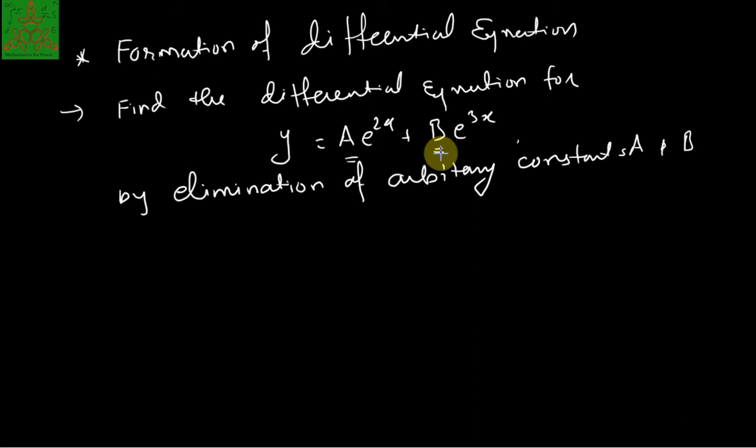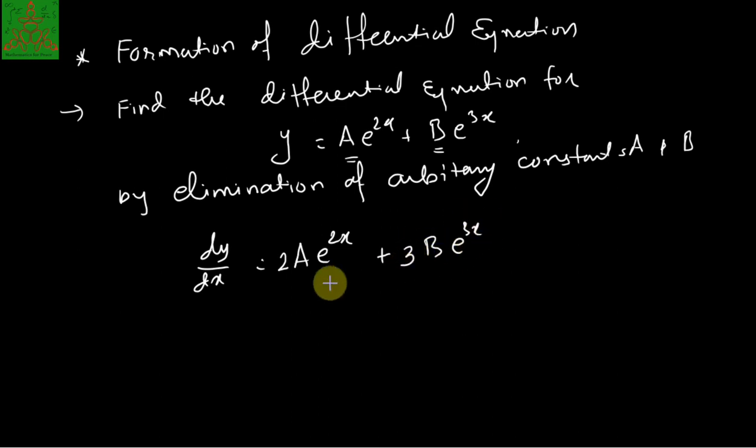Okay, here our objective is to calculate the differential equation out of this. So you need to find what the differential equation is for which this is the solution. For that I need to differentiate this equation with respect to x. That will give you dy/dx = a·2·e^(2x) + b·3·e^(3x), because the derivative of e^(2x) is e^(2x) and the 2 is there because the derivative of 2x is 2, and the derivative of e^(3x) is e^(3x) times 3.